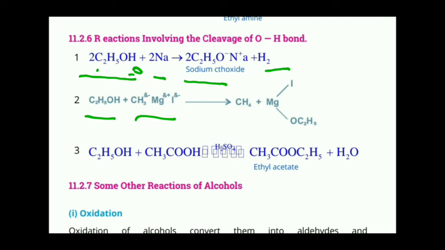Grignard reagent also has two ends. One is partial negative and the other one is partial positive. CH3 carries partial negative charge and magnesium carries partial positive charge. So when H positive is removed, it combines with the negative end of this. Let me mark again. The positive end of this molecule will combine with the negative end of this molecule.